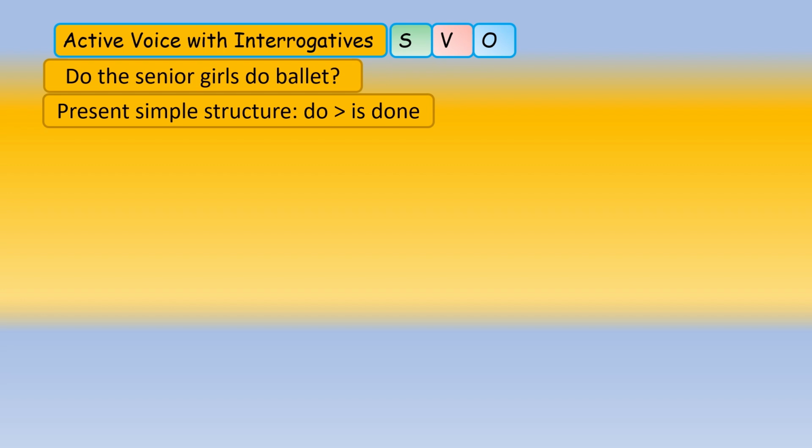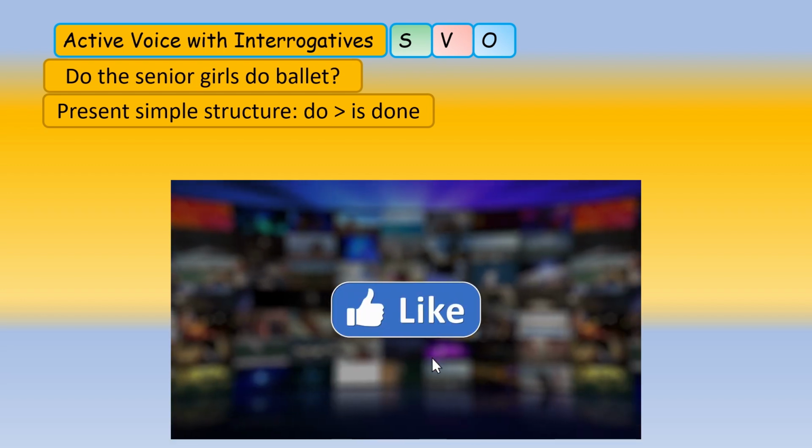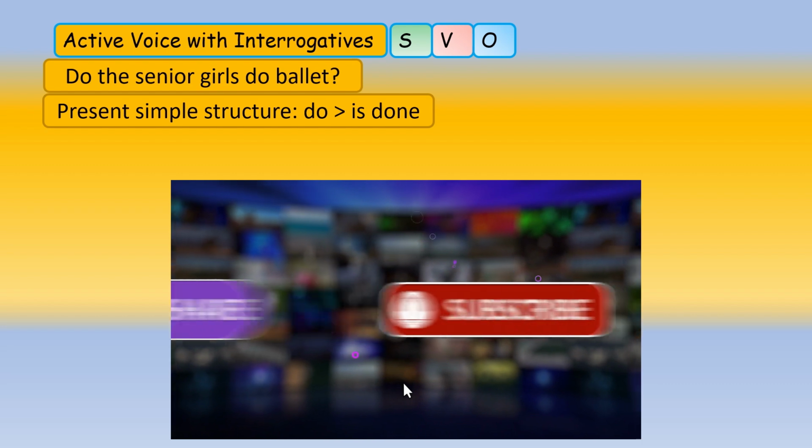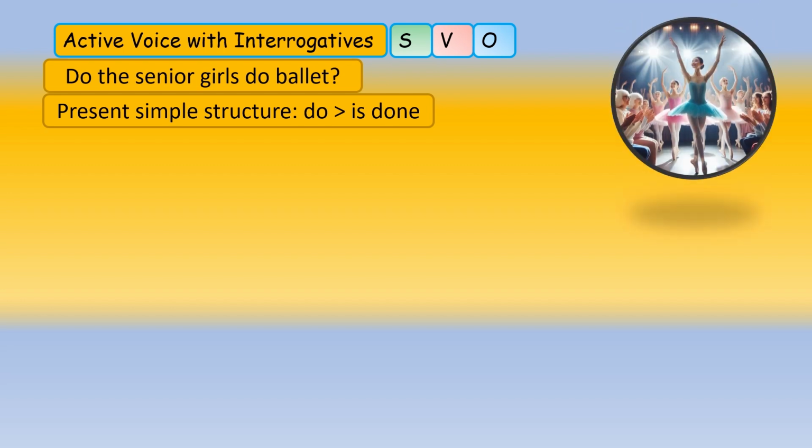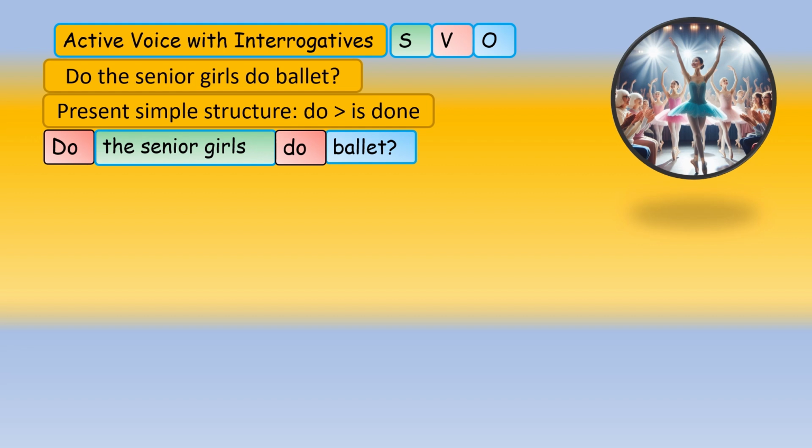Active voice with interrogative subject, verb, and object. Our sample sentence here is, do the senior girls do ballet? Present simple structure from do to is done in the passive voice. Let's break our sentence up into its different parts here. We have do as the verb structure. Then we have the subject, the senior girls, and we have the object, ballet. And that is the active voice question form.